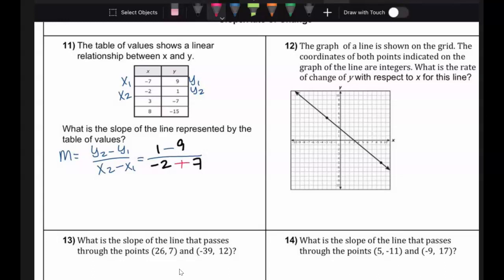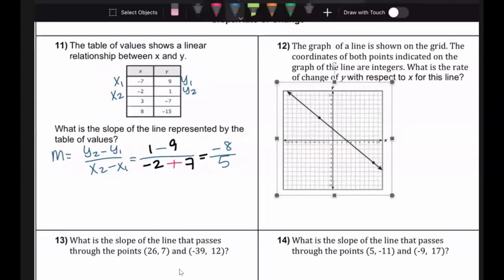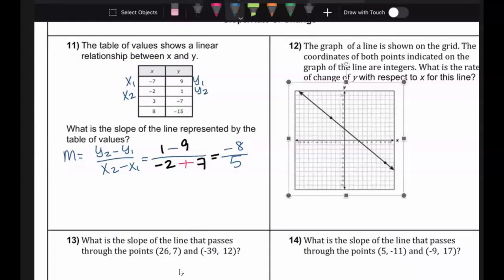So you can put this into your calculator if you would like, or you can do it one by one, whichever way you prefer. So 1 minus 9 is negative 8. Negative 2 plus 7 is 5. Then you would check, does this fraction simplify? Can I do 5 divided by 8?